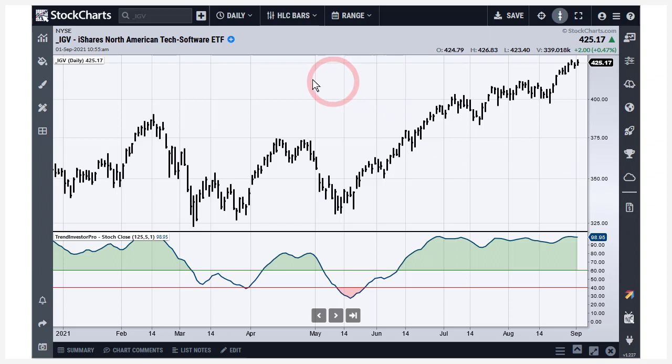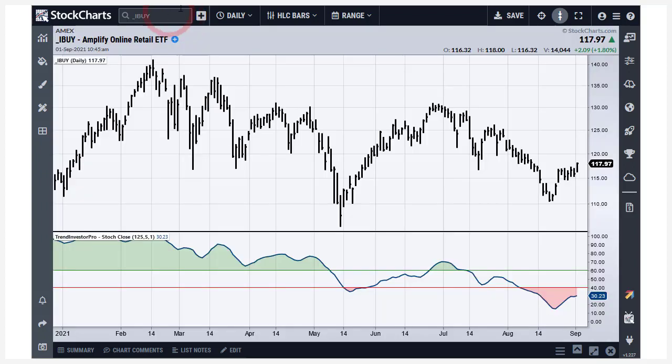Now, it isn't all milk and honey, if you will. Here is IBUY, and I'll give you an example of a losing trade. This is the online retail ETF. So you got a bearish signal there in the middle of May, and then you got a bullish signal there in the end of June, and that didn't work out, and it's back on a bearish signal in August. And you can see on the price chart, you had what looked like a big move up, but you didn't take out that high, and then you came down.